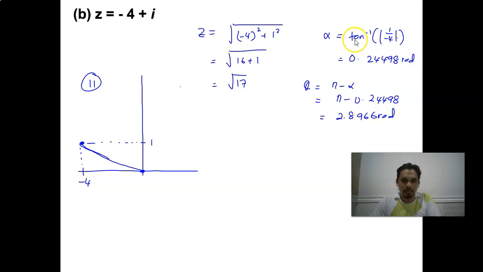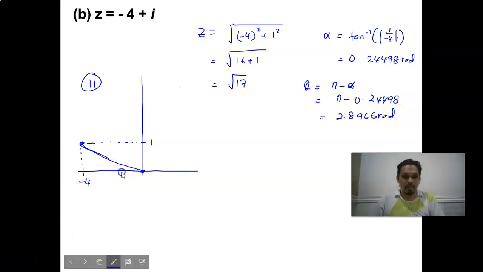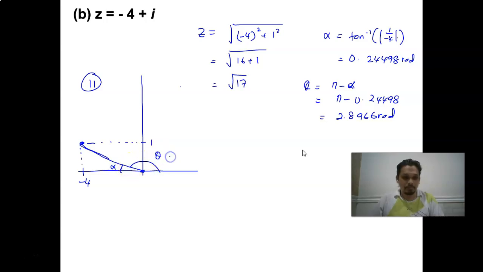Okay, so tangent of this alpha equal to 0.244 here. So we call theta equal to pi minus alpha here, which is pi minus 0.24498, and you get it here now. Okay, this is the basic angle alpha and this is theta.